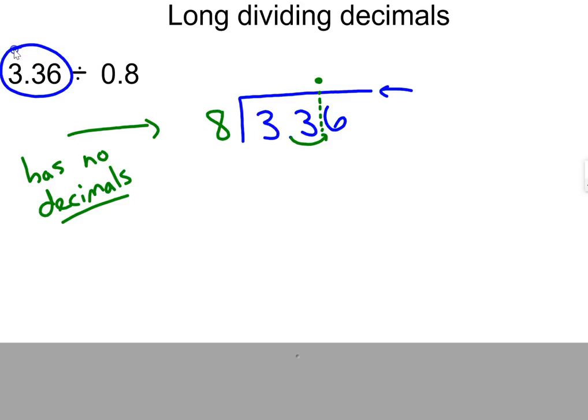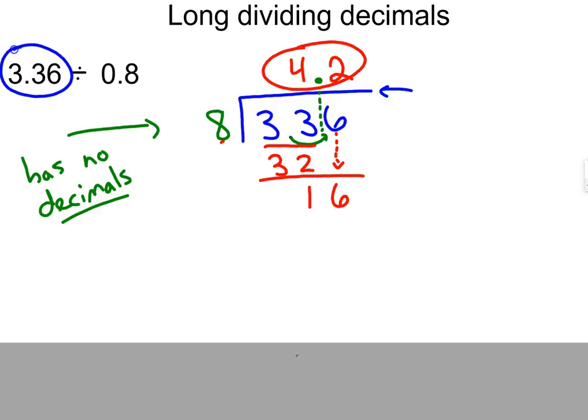Once you have that number, you can long divide the same as you would normally. How many 8s go into 3? Not big enough. How many 8s go into 33? 8 goes in there 4 times. And then you multiply around. What is 8 times 4? 32. Subtract, bring down the next digit. How many 8s go into 16? 2, and there's your answer. 3.36 divided by 0.8 is 4.2.